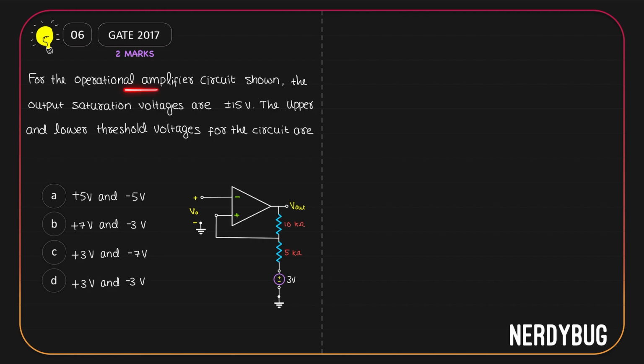For the operational amplifier circuit shown, output saturation voltages are plus or minus 15 volt. We have to find the upper and lower threshold voltages for the circuit.